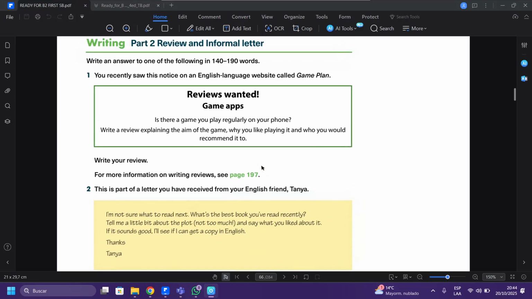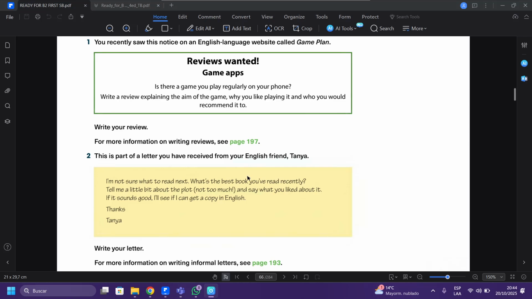If we want to write it in this moment as a class, yes, of course. It could be a good example. Okay, so let's do this together, alright? The task says reviews wanted. It is about game apps. The topic sentence here is: is there a game you play regularly on your phone? You have to write a review explaining the aim, the objective or the goal of the game, why you like playing, and who you would recommend it to. But I think this topic is kind of difficult for you because I guess you don't know so many things about games.